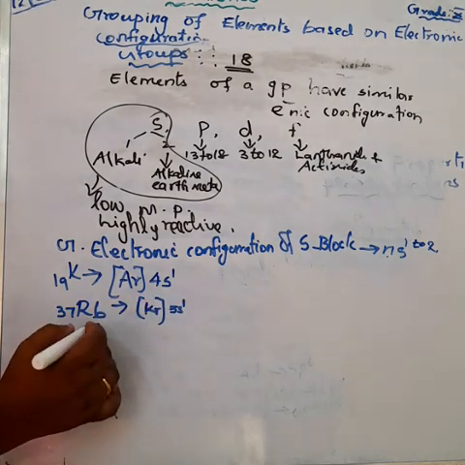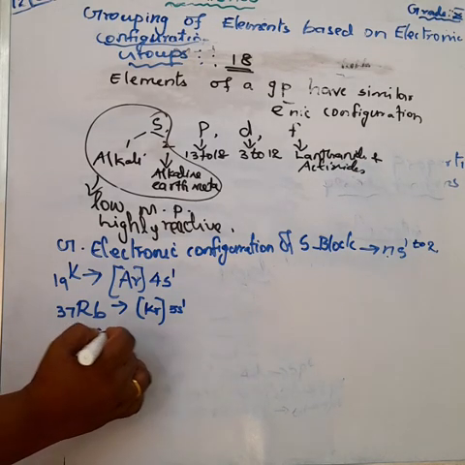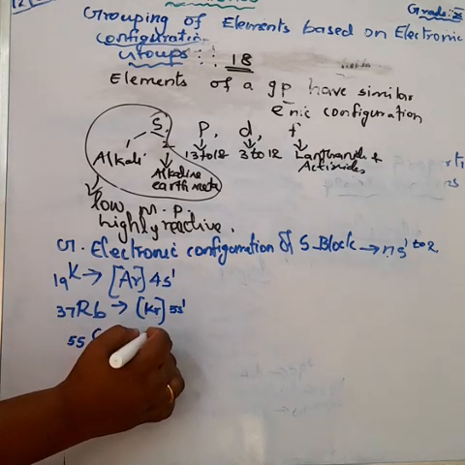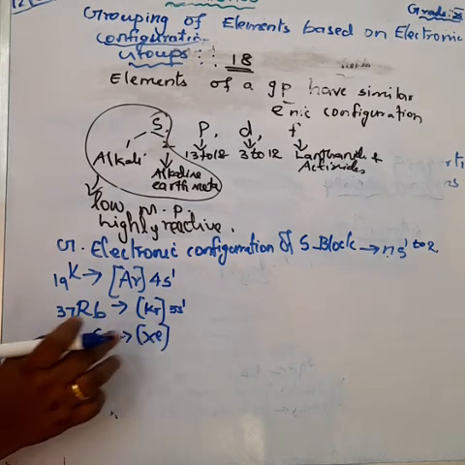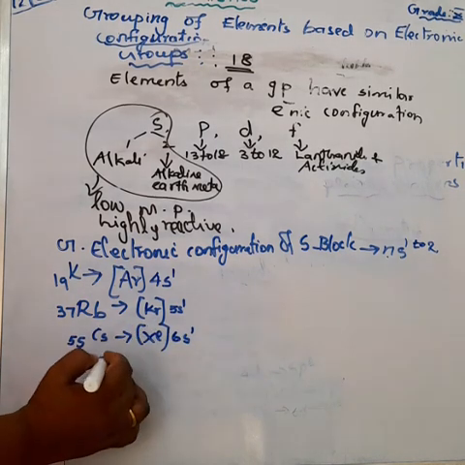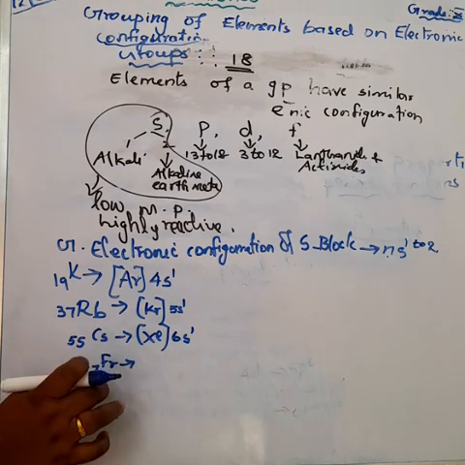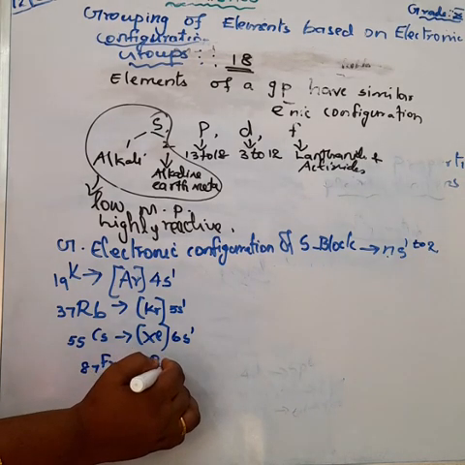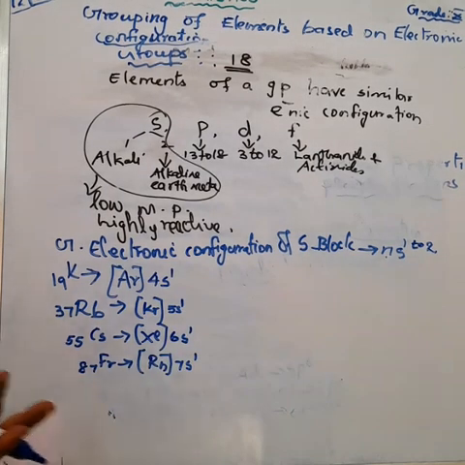And cesium has atomic number 55. Which is the nearest noble gas? Xenon, and then 6s1. Francium has atomic number 87. The nearest noble gas is radon, atomic number 86, so the remaining is 7s1. So this is the S block element.